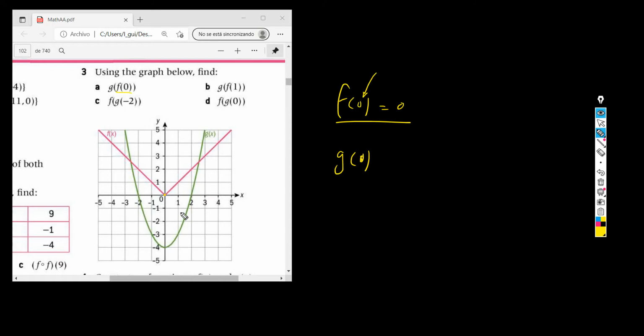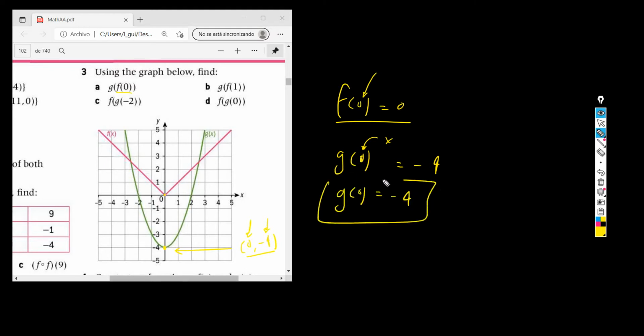I now pay attention to the green one, and g of 0, that's when x is 0, which is this value. The output is -4. As you can see, it's this point right here. That point is (0, -4). This point belongs to the green graph, and that's the point for which you have an input of 0 and an output of -4. Therefore, g of 0 is -4, and that is your final answer. This is -4.